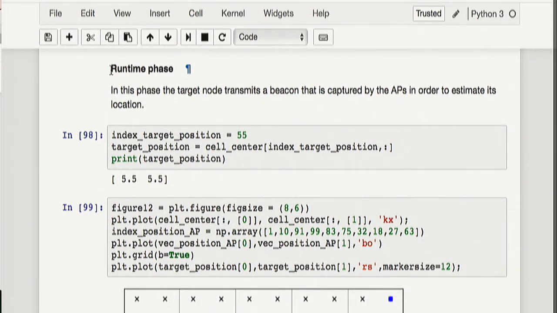After that, we have the runtime phase. The first one was the training phase. Once you have built your dictionary, you go to the runtime phase, and in the runtime phase, you actually do the localization of your target node. So in this case, you have, again, your 10 access points, and one target node, the red one in here.